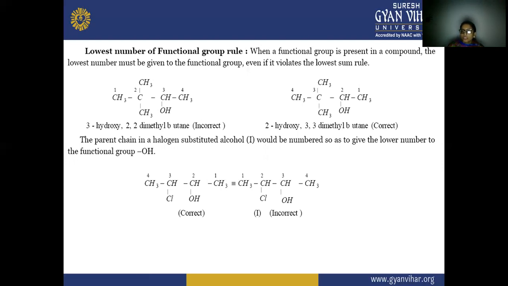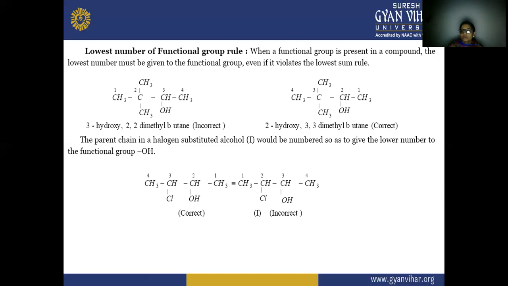So on the second position, the hydroxy group is present. So its name is 2-hydroxy-3,3-dimethylbutane. So this is the correct system. And in this 3-hydroxy-2,2-dimethylbutane, it is an incorrect system of numbering and naming, and this is the right one, because on the second position the hydroxy is present.